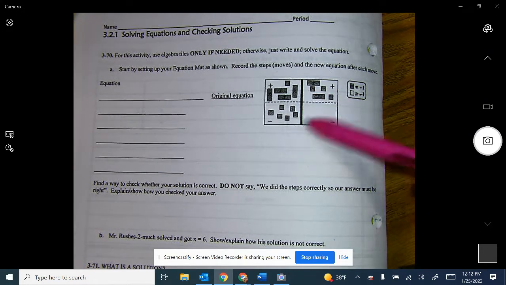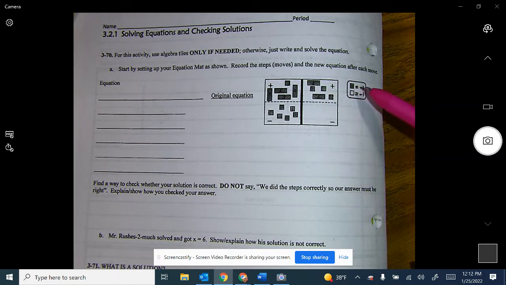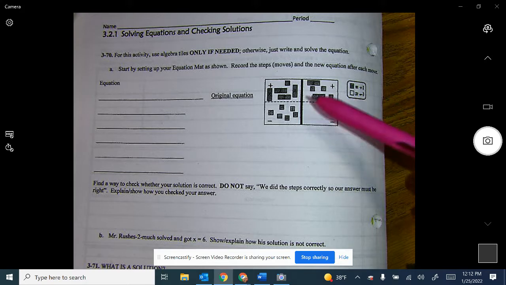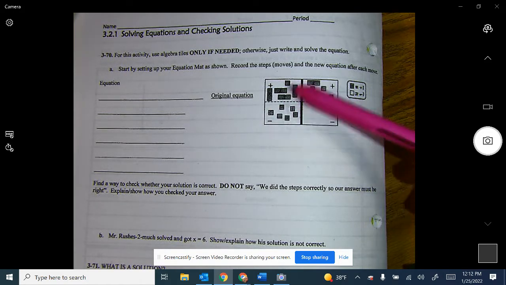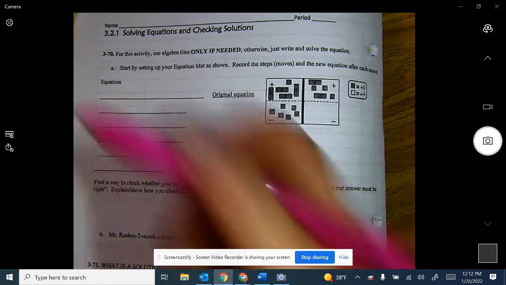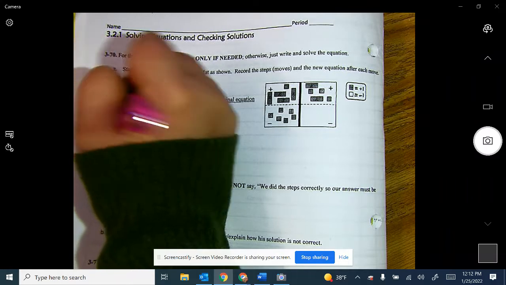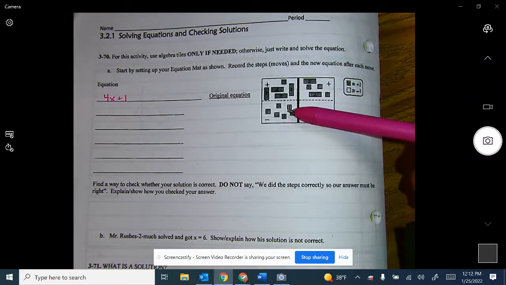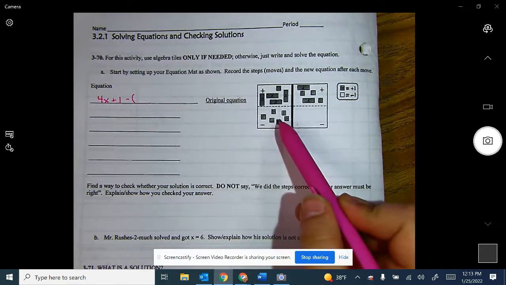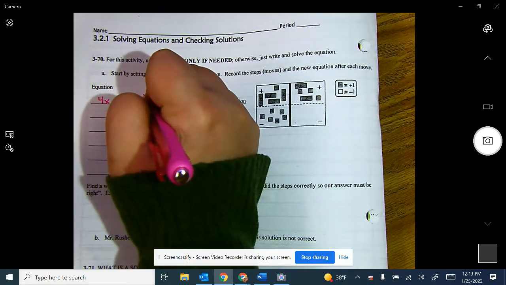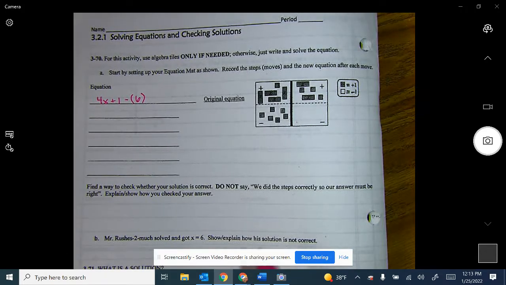Okay, so remember when I have these tiles in black and white, the shaded ones are positive and the white ones are negative. So in this problem, I actually don't have any negatives. All right, so to write my original equation, I'm going to start over here on the left in the positive world. So I see that I have 4x's plus 1. So I have 4x plus 1. Now I'm going to go down to the negative world, and to show that I'm going down here, I'm going to do a negative and a parentheses. Okay, and then down here, I have 6. And that is my left side of the equation map.